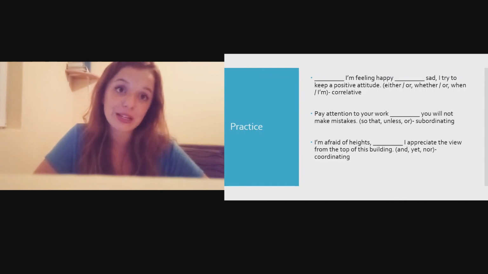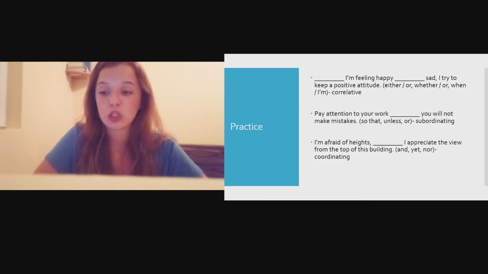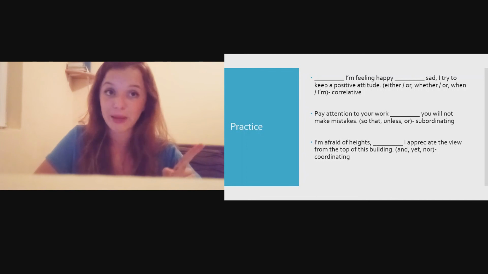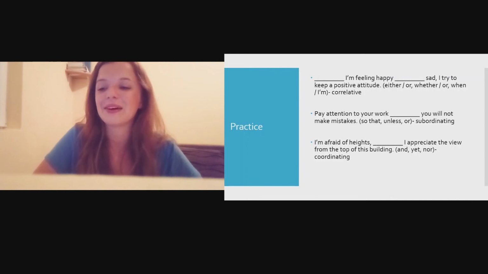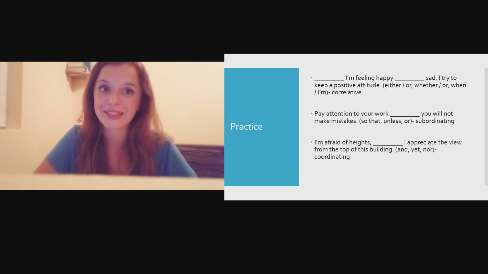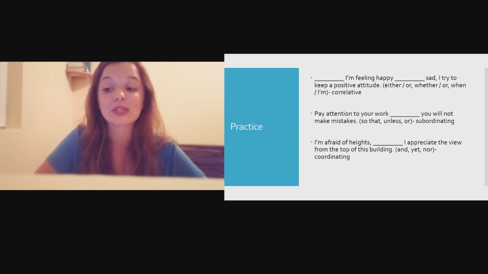Then we have subordinating phrases. Pay attention to your work. Blank, you will not make mistakes. So that, unless, or. Pay attention to your work so that you will not make mistakes, or so that you don't make mistakes, something like that. Pay attention, don't add or. It would be correct if you had pay attention to your work, or you will make mistakes, but you will not make mistakes. So that's why you better use so that.